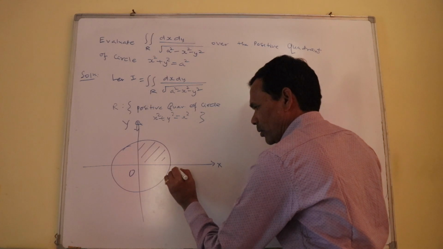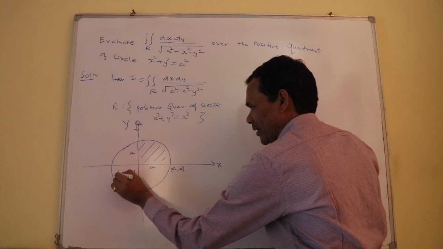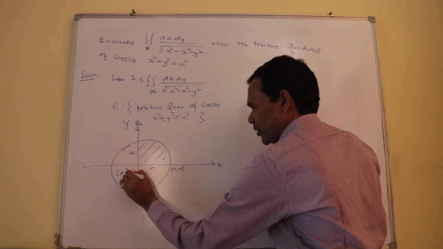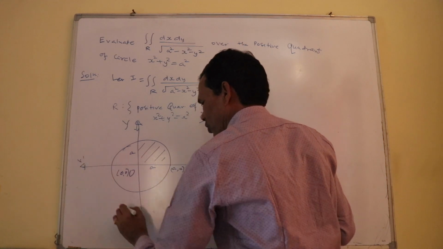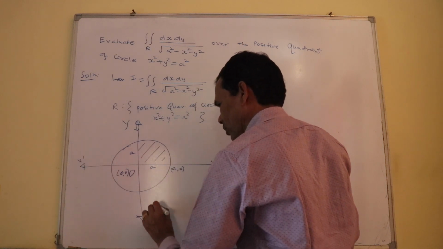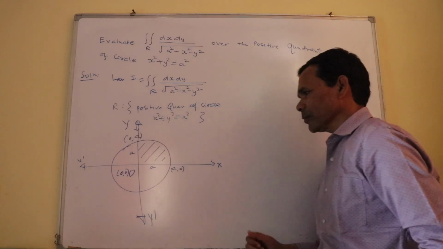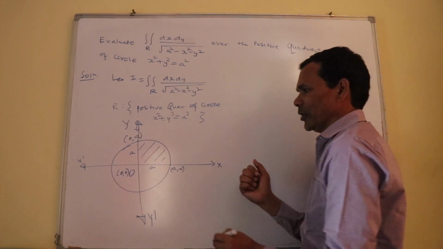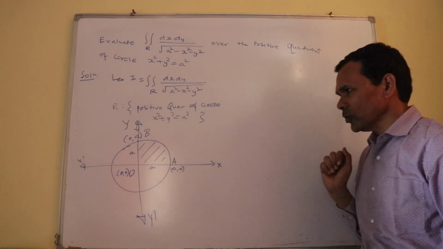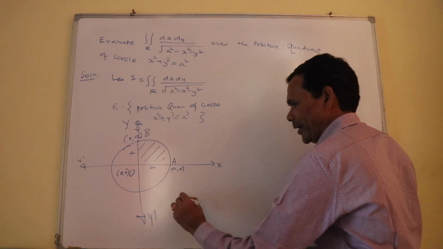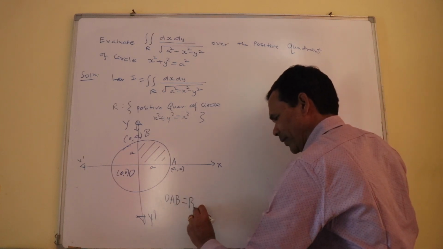So this point is a, 0, radius a, and center at 0, 0 of this circle. So x'ox, y'oy. This point is 0, a. Now we have to find out limits for this. This point is A, this point is B. So OAB is the region of integration. OAB is the region of integration.